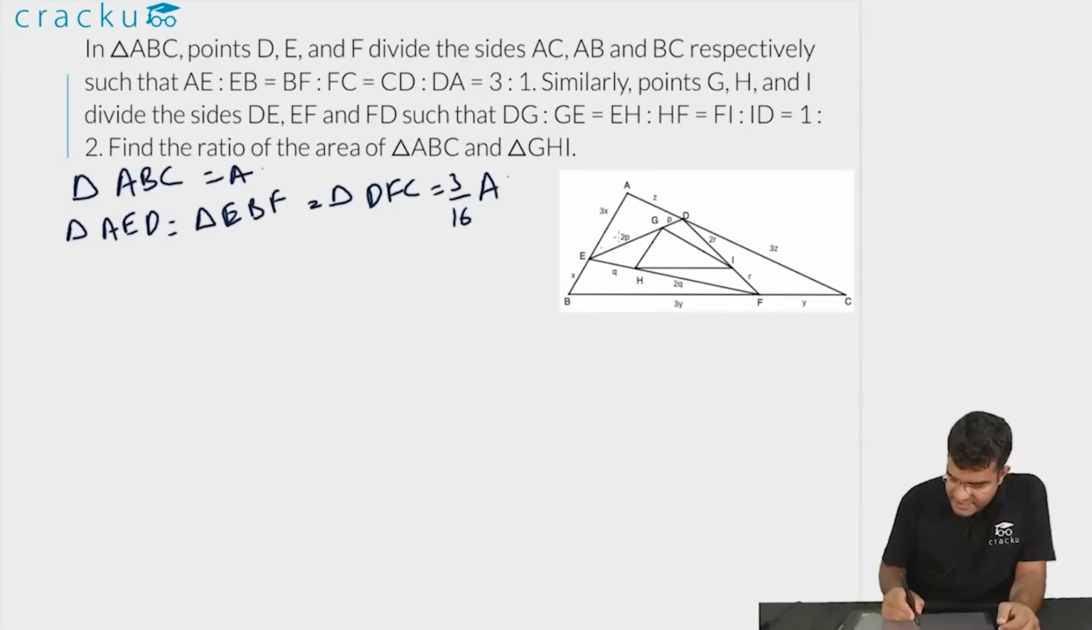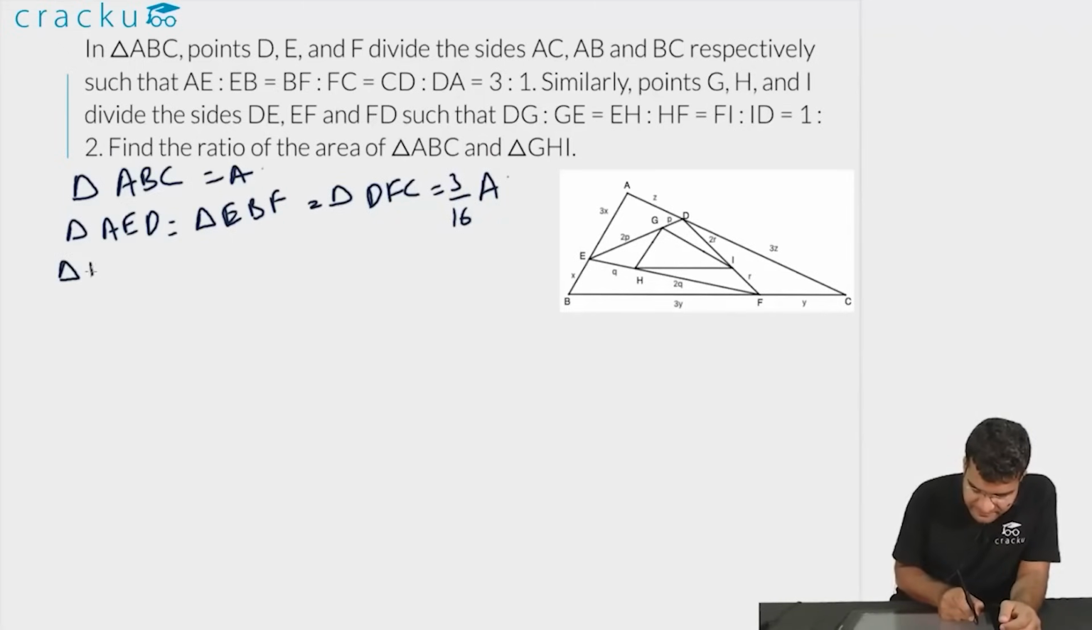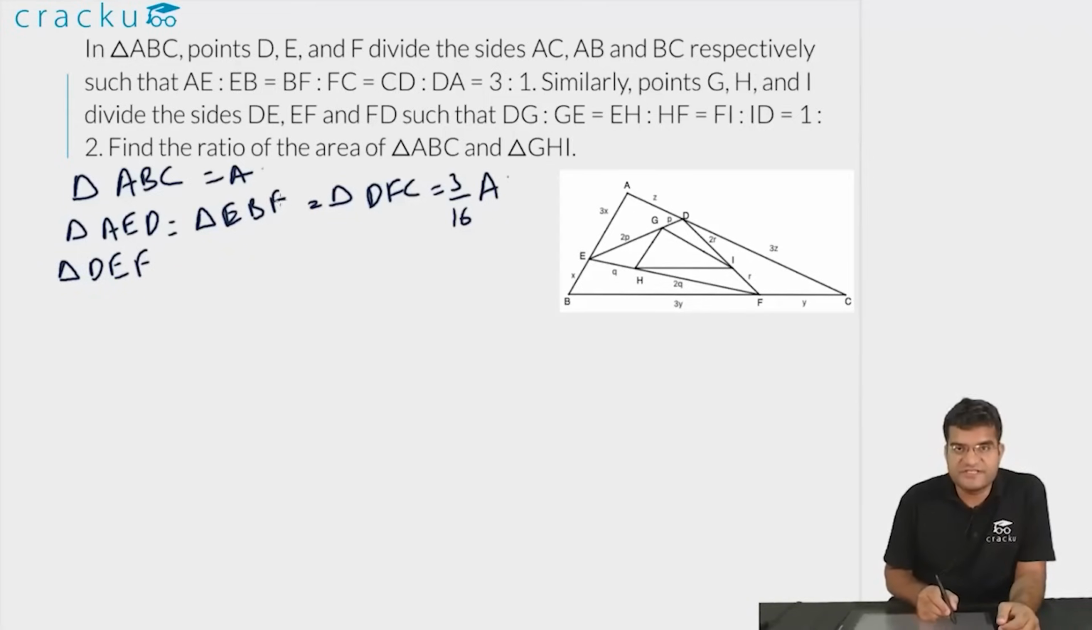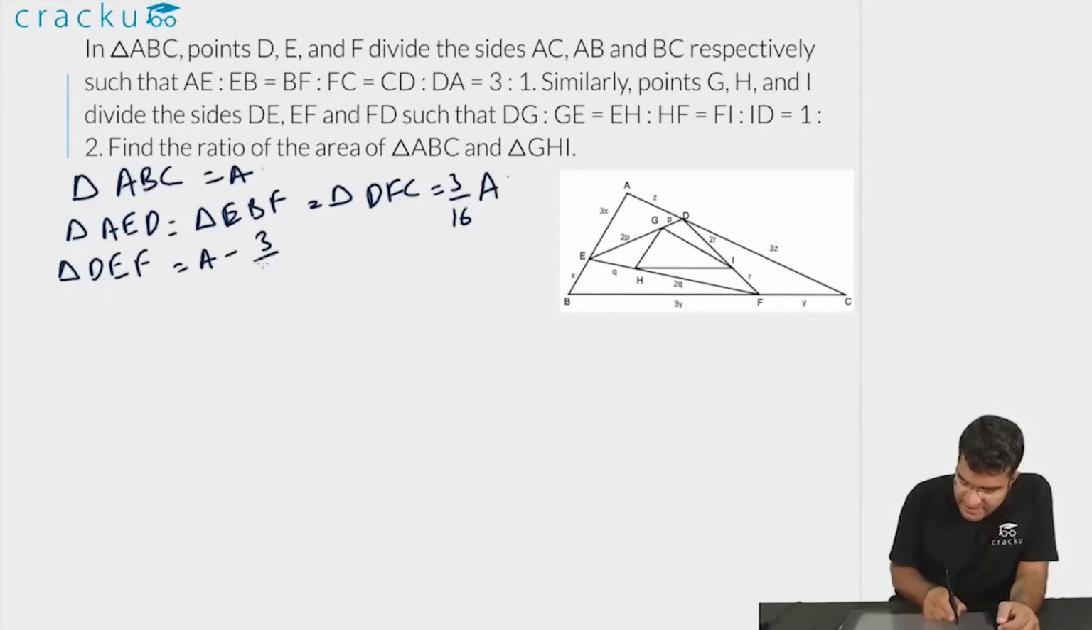Therefore, to find out the area of triangle DEF, we just subtract the sum of the three small areas from the bigger area. This will equal A minus 3 by 16 into 3A, which will come to 7 by 16A.